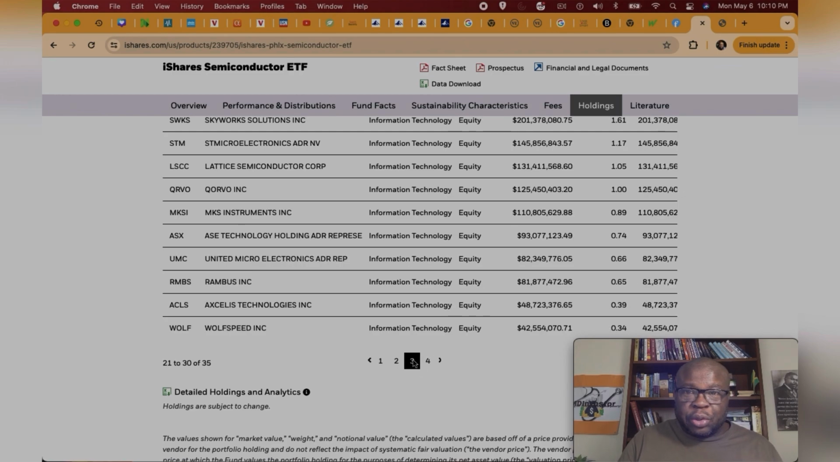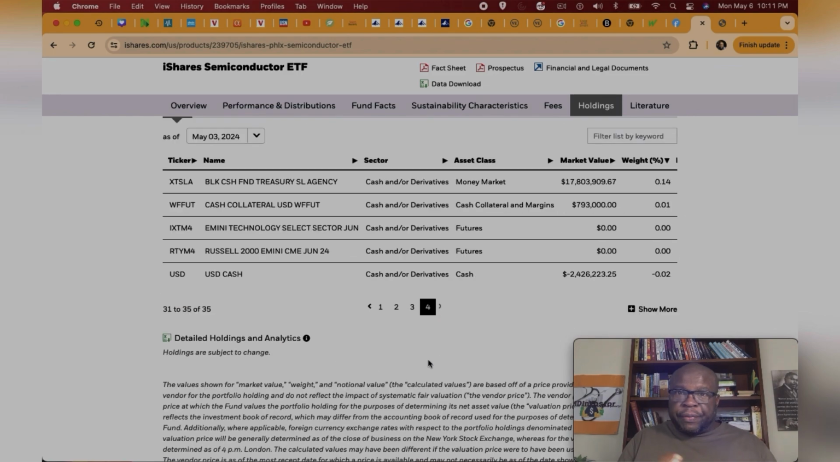Skyworks Solutions, STMicroelectronics, Lattice Semiconductor, Qorvo, MKS Instruments, ASE Technology, United Microelectronics, Rambus, Axcelis Technologies, Wolfspeed. So those are our holdings. Now let's look at the performance.